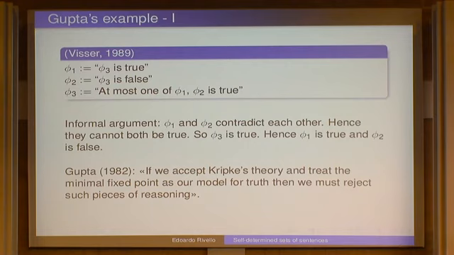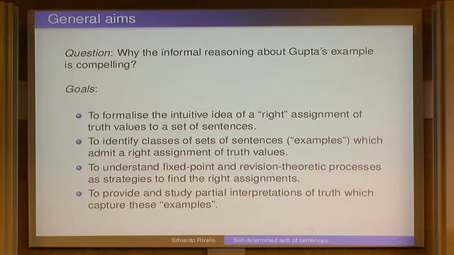Of course, we can or we cannot agree with the conclusion of Gupta, but there is a very, very strong and almost general agreement about the informal argument, about the fact that this example has just a right assignment of truth value. So my starting question is why the informal reasoning about Gupta's example is so compelling, and also about many other kinds of examples like Gupta's.